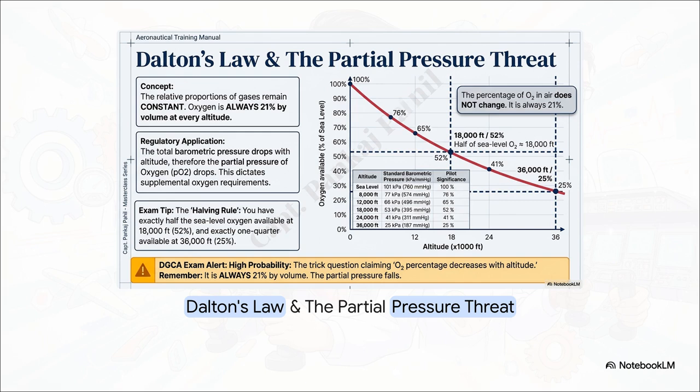The application of this, however, can be deadly. See, as you climb, the total barometric pressure drops, and because that total pressure drops, the partial pressure of oxygen drops right along with it. Your body physically needs pressure to force oxygen across the alveolar membrane. So here's your DGCA exam tip. Beware of the trick question that claims the percentage of oxygen decreases with altitude. It absolutely does not. The percentage stays right at 21%. It's the falling partial pressure that causes hypoxia.